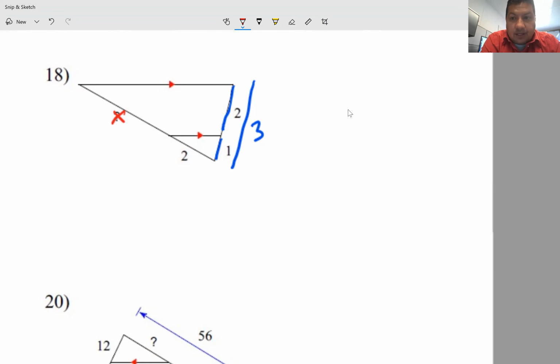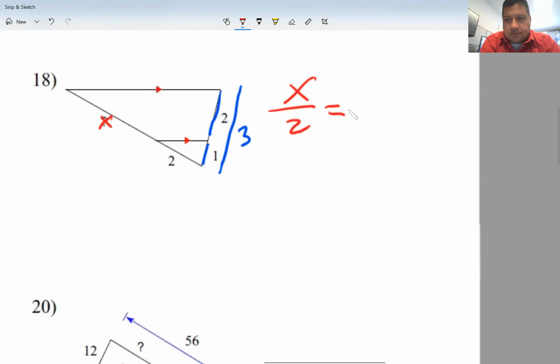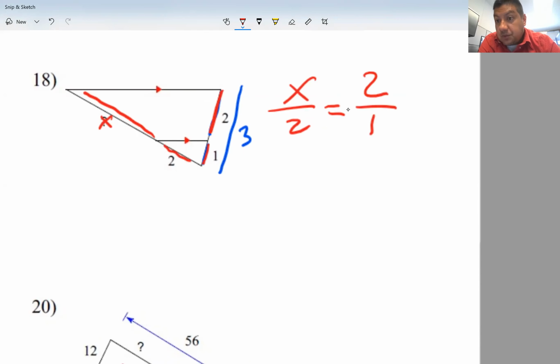Okay, so now here again, the question mark, I replace it with X. Then I'm focusing on the side where X is, and there's two values, X and 2. And I'm gonna make a fraction out of that. So I'm gonna write X over 2 equals. Now, X is this bigger side, which goes with 2. X is corresponding to 2. And then this little 2 goes with this little 1. So 2 goes with 1.